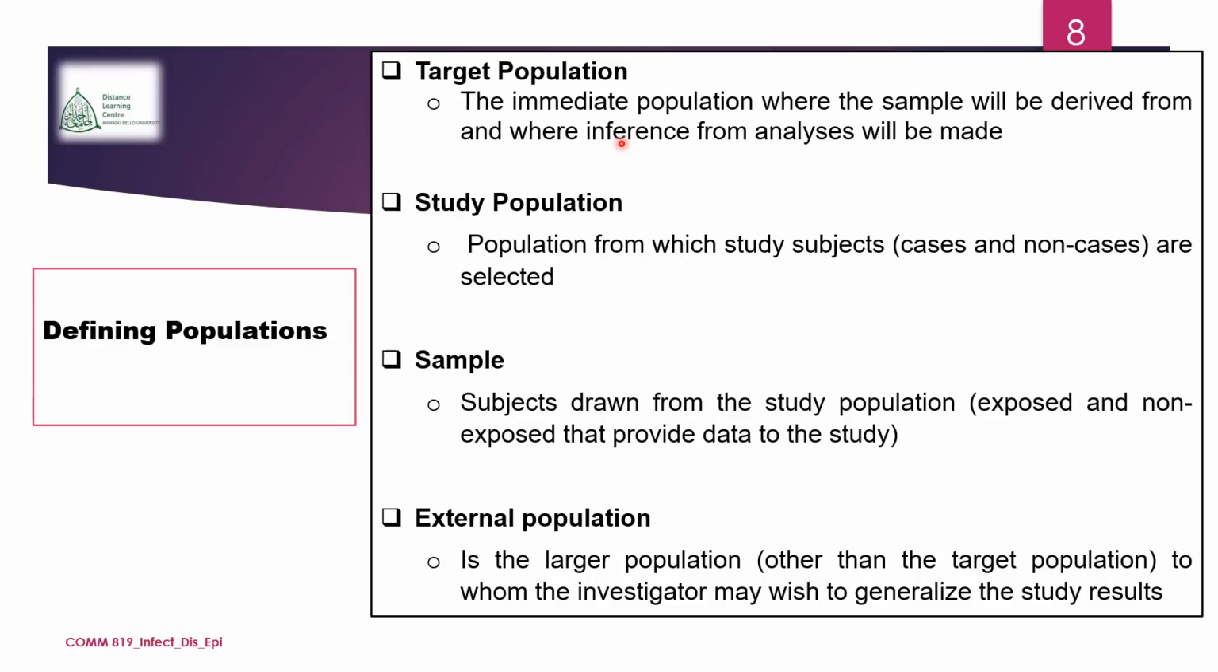Then within the target population you have your study population. Which means within the 1 to 5 years, you may be interested in all males or all females, or only those with blood group A or AB. So you select your study population based on that. Then your sample.